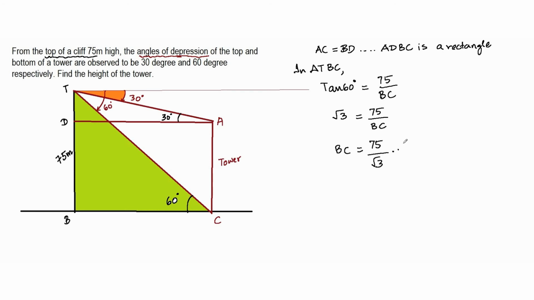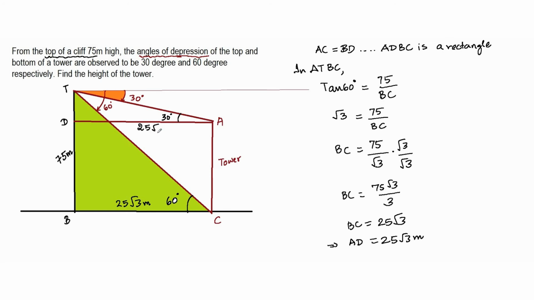So BC is equal to 75 divided by root 3. Multiplying numerator and denominator by root 3, we get BC is equal to 75 root 3 divided by 3, and 75 upon 3 is 25. Therefore, the length of BC becomes 25 root 3. This implies the length of AD is also 25 root 3 meters, right? So this particular length is also 25 root 3.